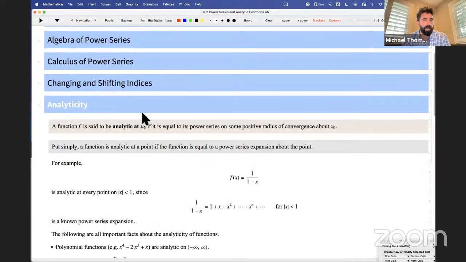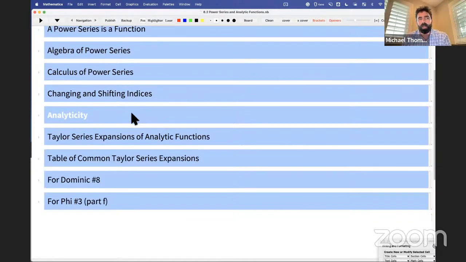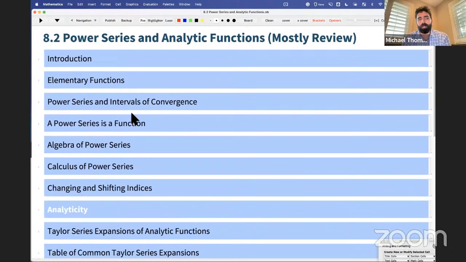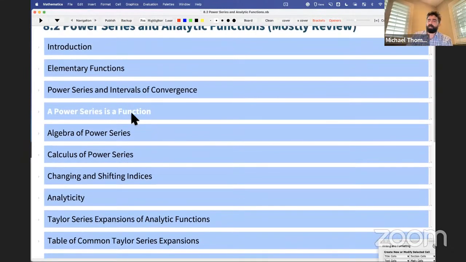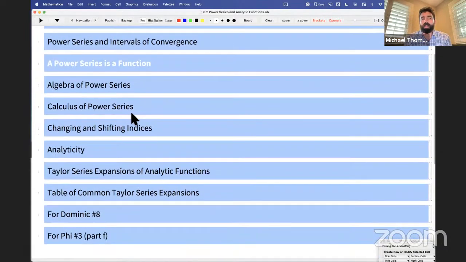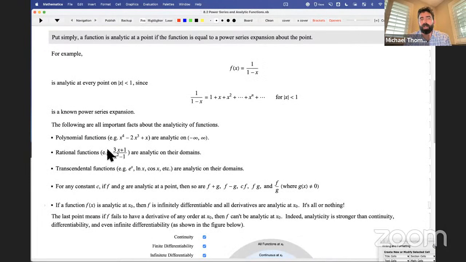Okay, so I think this is kind of where I left off. Some functions have this special property that's really helpful when you're working with power series, and it's called analyticity. All right, so before we talk about it though, I'm going to show you a little diagram.